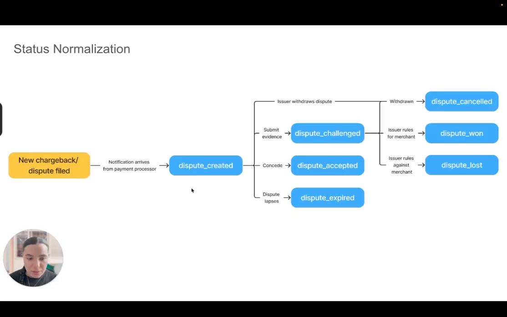A new chargeback comes in. That's dispute created in the state machine. From there, it branches. If the issuer withdraws the chargeback before a ruling, that's dispute canceled. If you submit evidence, it moves to dispute challenged. From there, if the issuer rules in your favor, that's dispute won. And if the issuer rules against you, that's dispute lost. If you decide to concede, that's dispute accepted. And if the response deadline passes with no action, that's dispute expired.